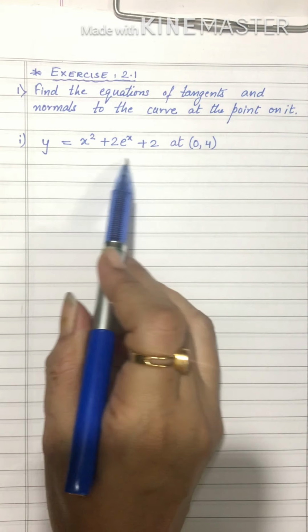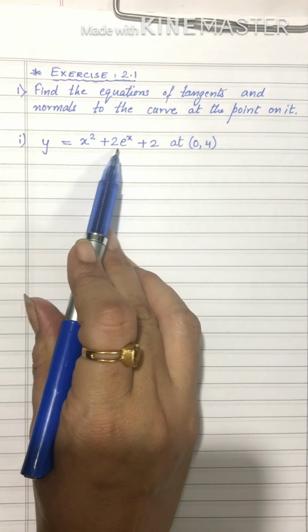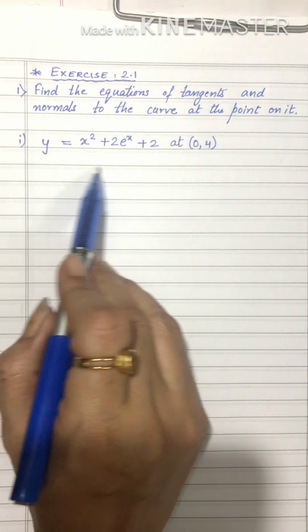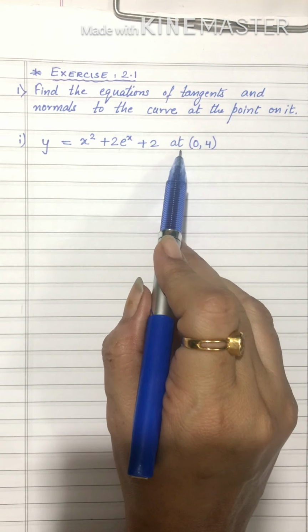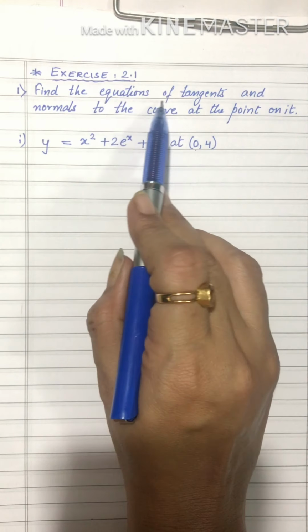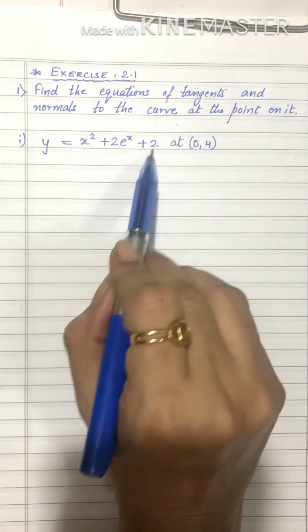Now this is how the function will be given. The function is given in x, y is equal to x square plus 2e raised to x plus 2. This is nothing but an equation of curve given to us at point 0, 4. So what we have to do? We have to find equation of tangent and normal to the curve. This is the equation of the curve.